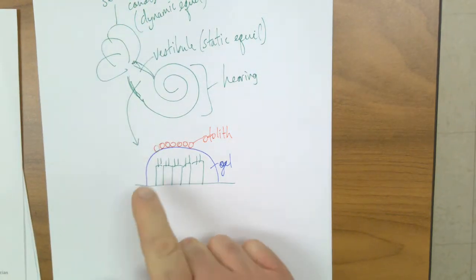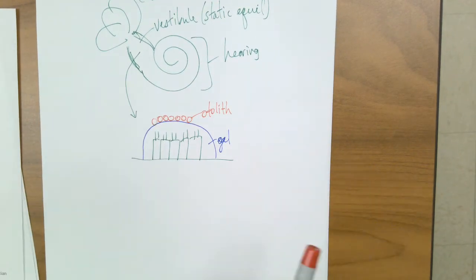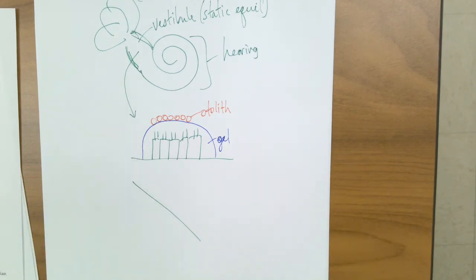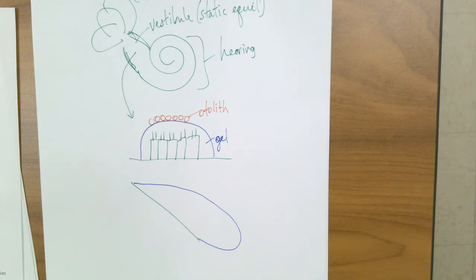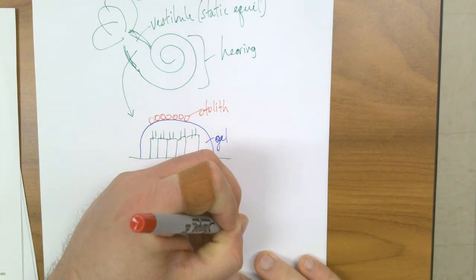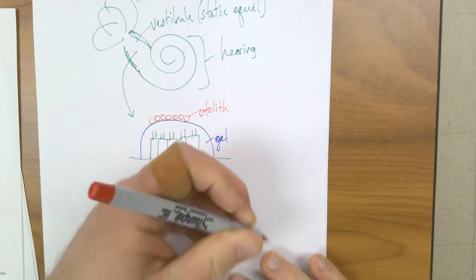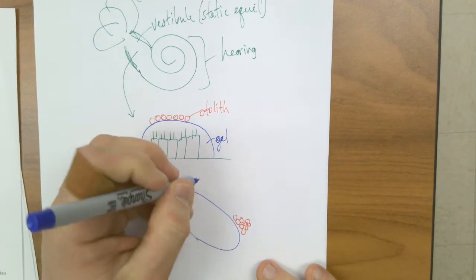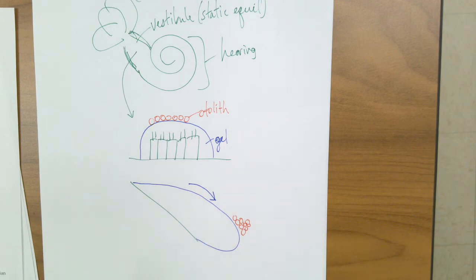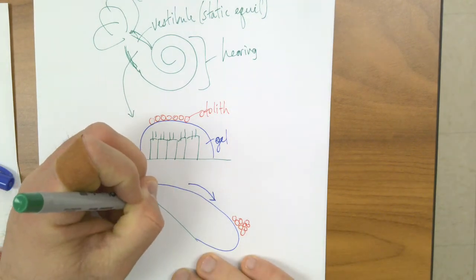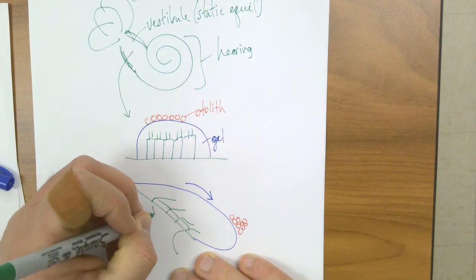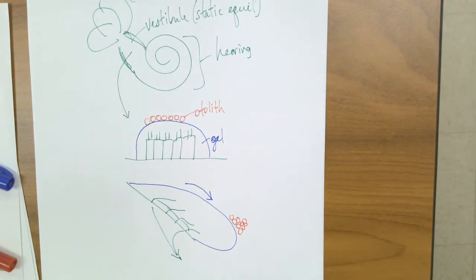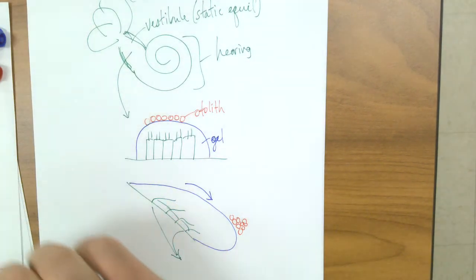If you tilt your head, you will change the angle of that membrane. That causes the otoliths and gel to sag or pull. And then that makes the hairs on the hair cells bend. And then they fire off an action potential, and you sense the tilt of your head. Not the movement, but the tilt of your head.